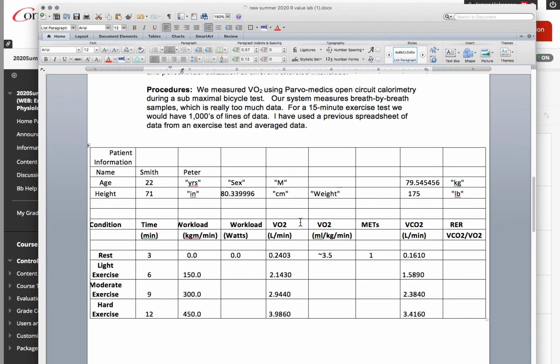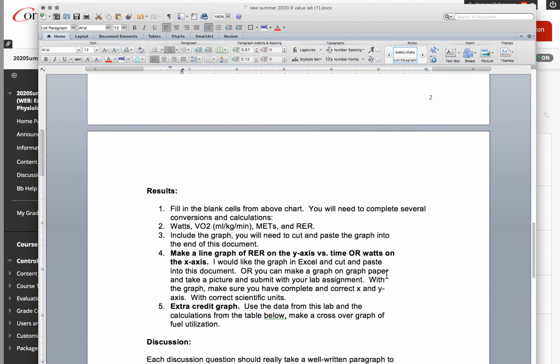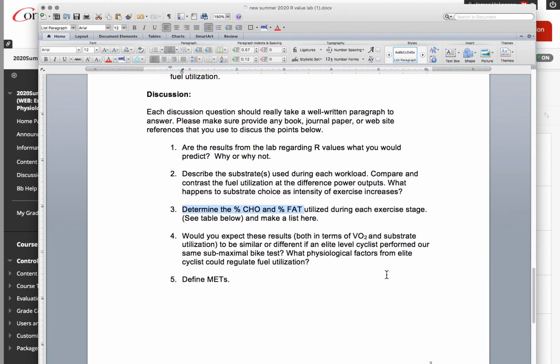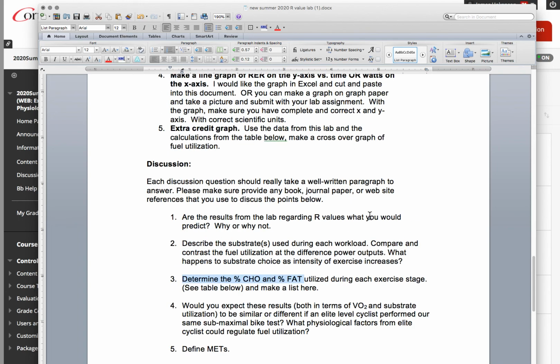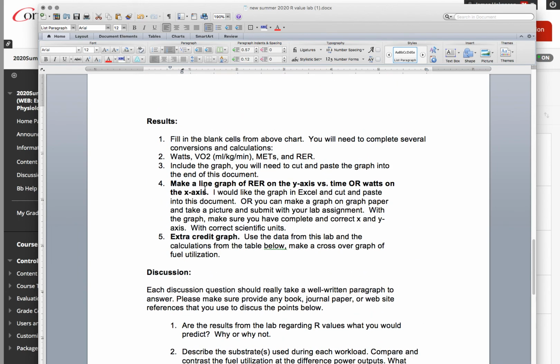and I've shared that data with you. You'll have some relatively simple calculations to do. Just make sure you don't make a mistake someplace, and look at your numbers to make sure they look realistic. And then at the bottom of the lab, 5 different discussion questions, and then 1 assigned graph, and then 1 extra credit graph.